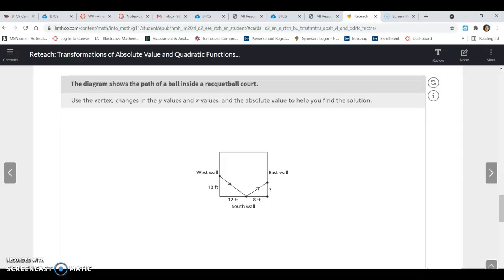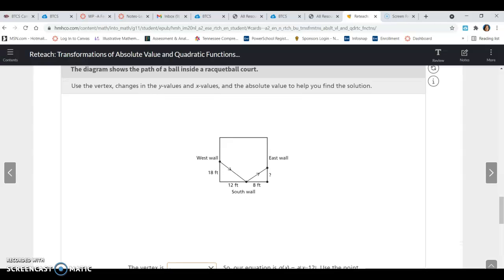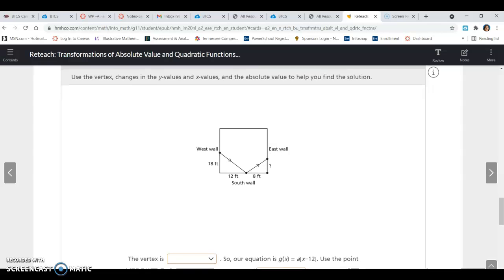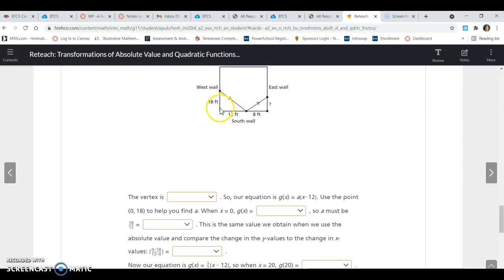All right, the diagram shows the path of a ball inside a racquetball court. Use the vertex, changes in the y value and x value, and the absolute value to help you find the solution. All right, so it looks like this side goes up 18, and it looks like this distance is 12, and this distance is 8. And we don't really know this distance, but let's look at what the questions say. The vertex is at, looks like the vertex is at 12, 0, because this would be the vertex.